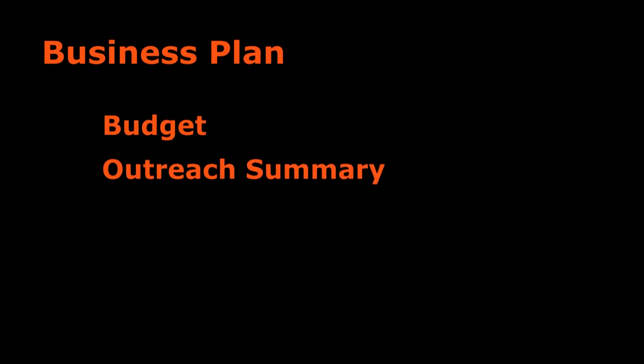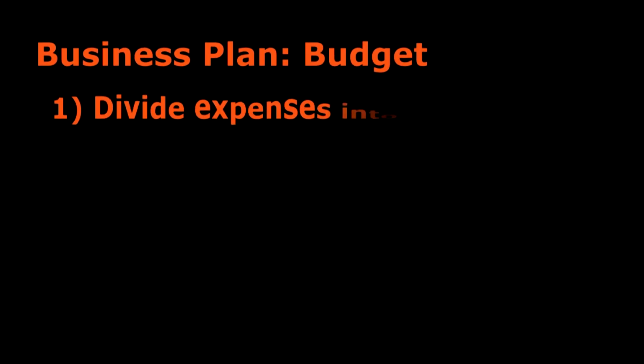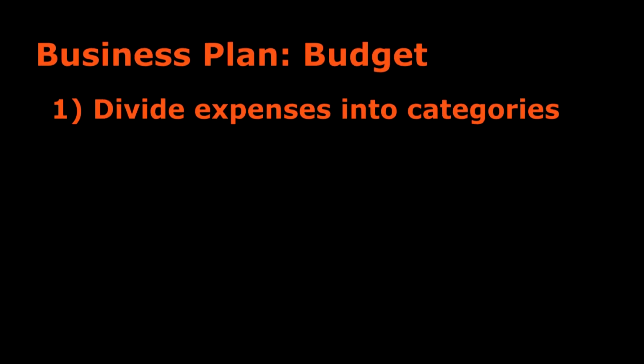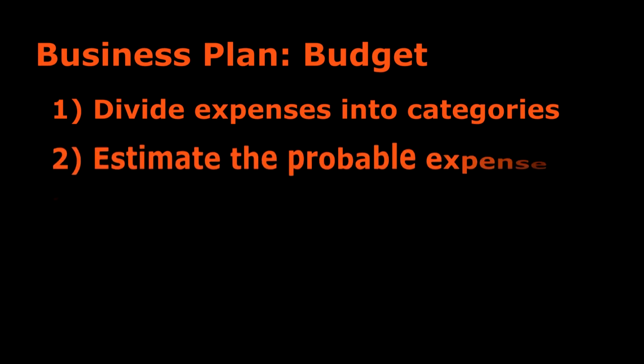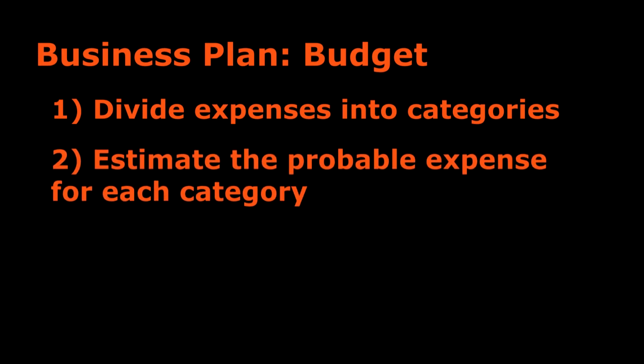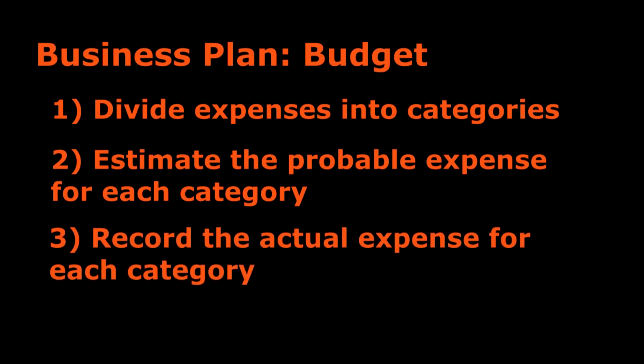If you choose to do a business plan, there are 3 things it needs to contain: a budget, an outreach summary, and team structure. When making your budget, first divide your expenses into categories. For example, travel, competition, registration, robot parts, etc. Then estimate how much you're going to spend in each category of expense. And then, throughout the season, you keep track of how much you actually spend on each of those categories, so you can compare your estimated expense to your actual expense.